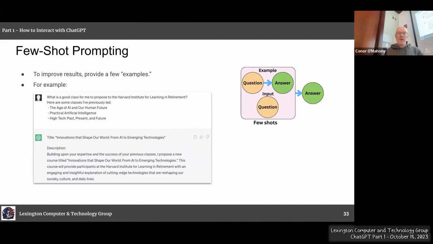So, for instance, here I say, hey, what is a good class for me to propose to the Harvard Institute for Learning and Retirement? Here are some classes I've previously led. So I'm giving it a few examples, so it can key off of examples I've given it. It's going to give me a much more relevant response than if I had just said, give me three examples. So that's few shot prompting.